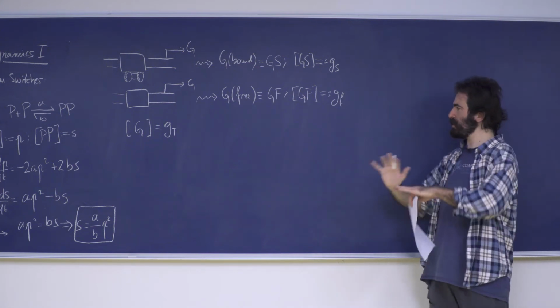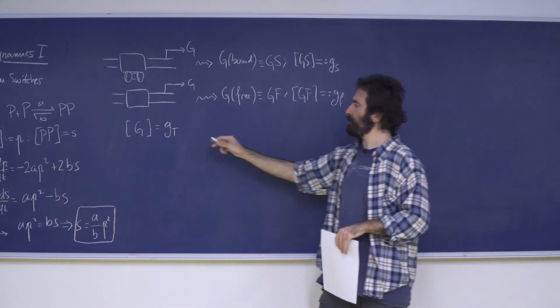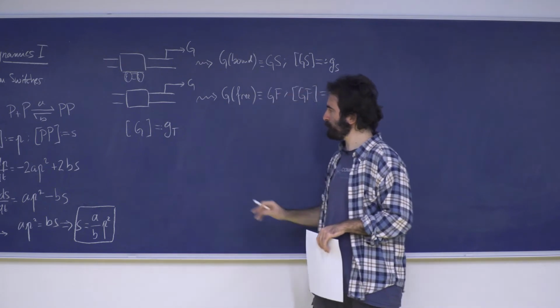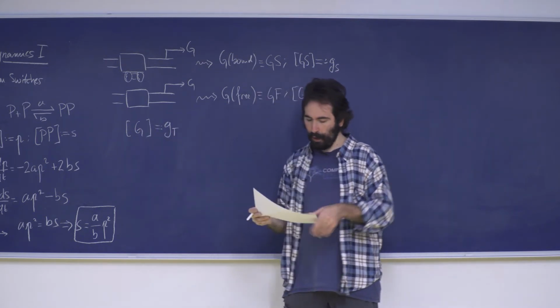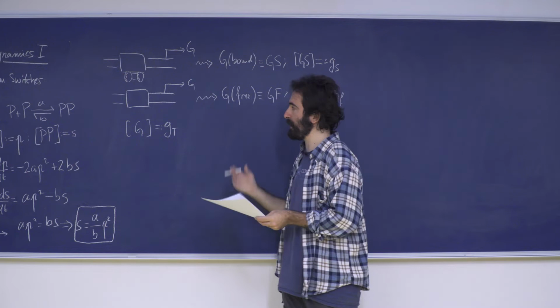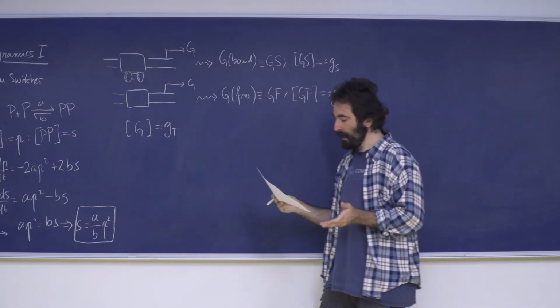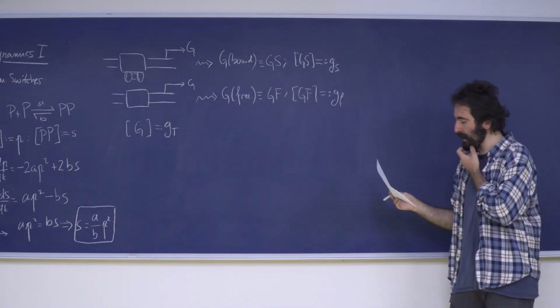But in this case, we're just going to consider this to be more general. So we have this G of t to be the concentration of all the genes that are sitting there in the cell that are capable of producing this protein. Great, so why is this important?